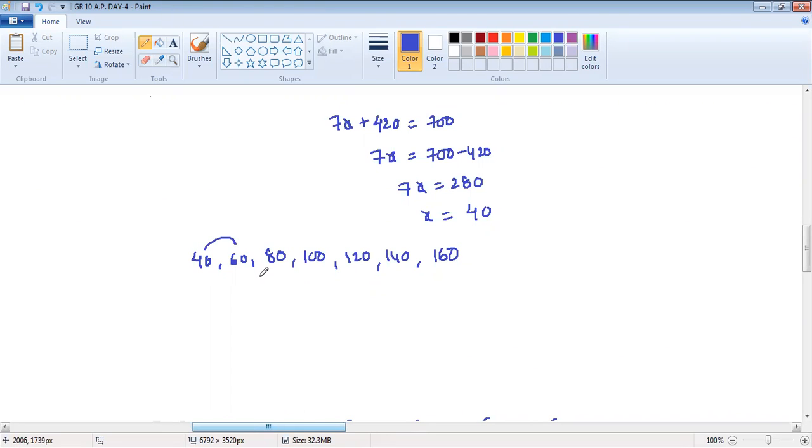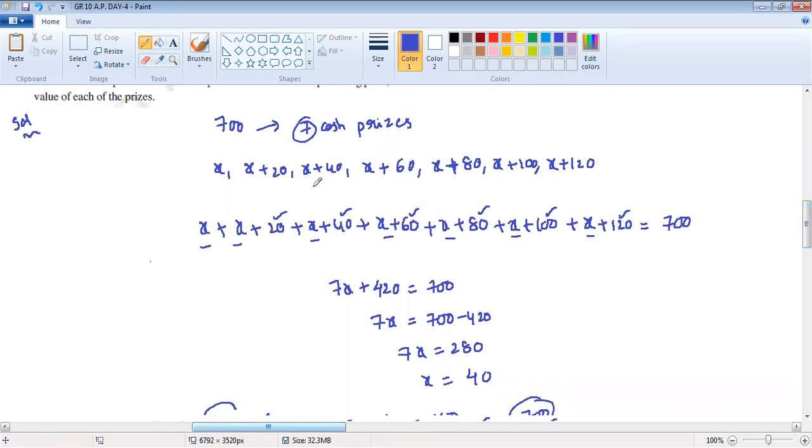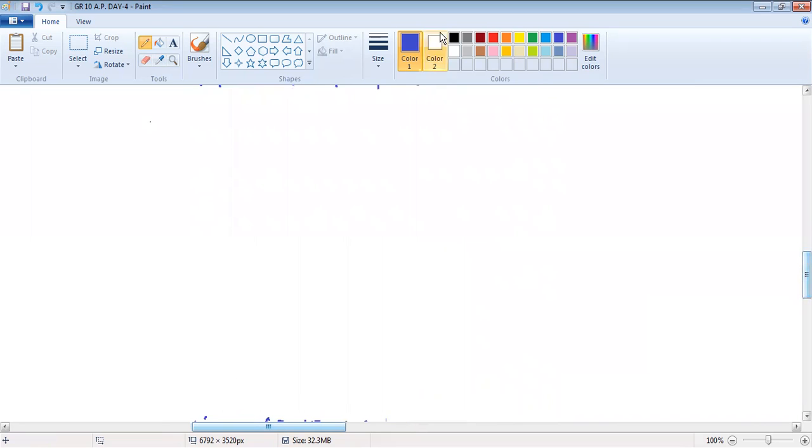So count 40, 60, 100, 180, 300, 400, 700. Total 700 rupees cash prizes. So this is one way. What we are taking is X plus 20, X plus 40, X plus 60, X plus 80, X plus 100, X plus 120. Otherwise, we can do another method.